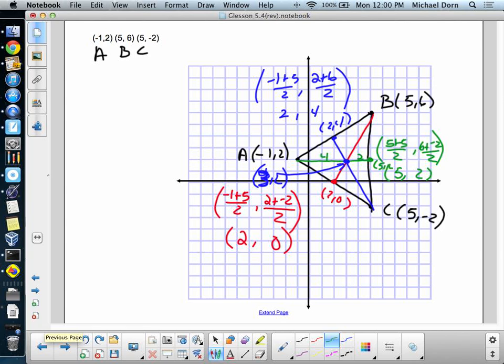Twice as long. I could do the same thing using the distance formula to prove that one is twice as long as the other, and these two, but I don't need to do that at this point. All we're going to be asking you to do is be able to find it graphically, which means you have to find the midpoint.